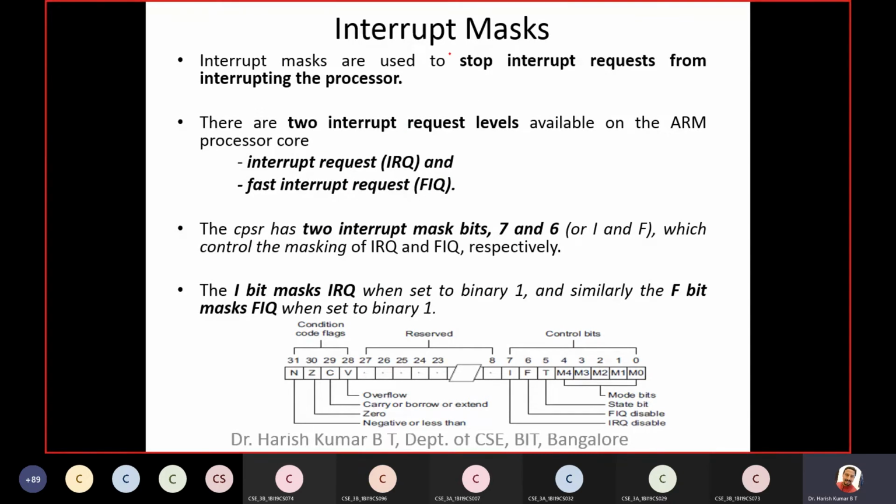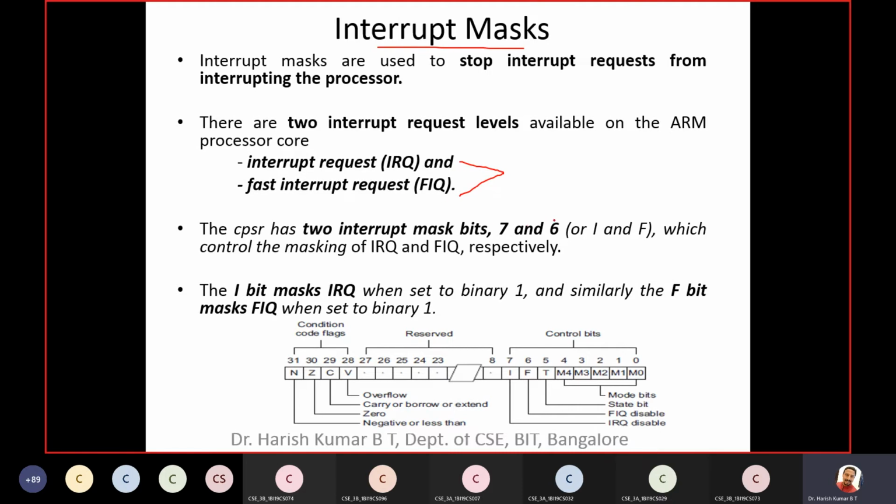Knowing more about the interrupt masks. As already mentioned, interrupt masks make the processor ignore, or stop, the interrupt request from interrupting the processor. That is what masking is. There are two interrupt request levels: IRQ, the slow interrupt request, and FIQ, the fast interrupt request.